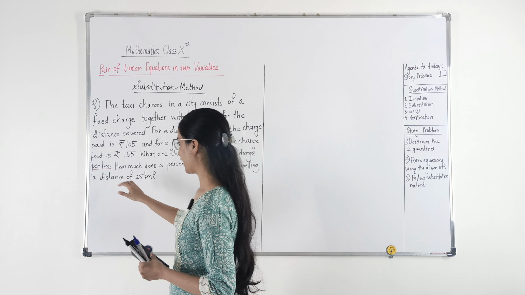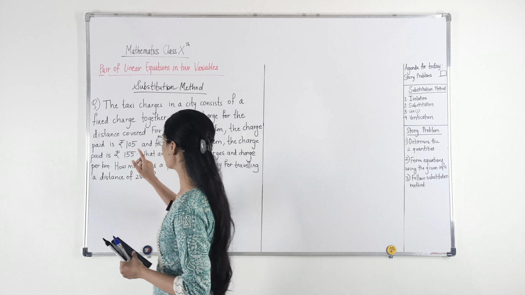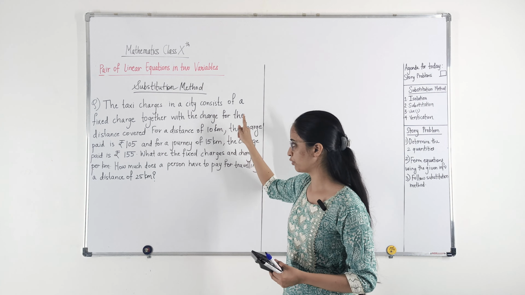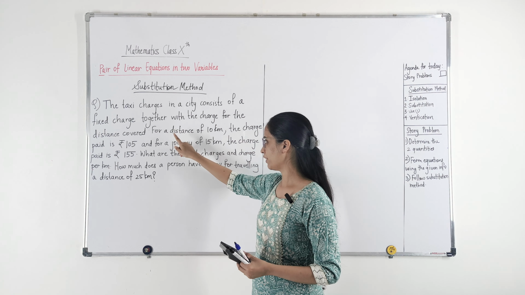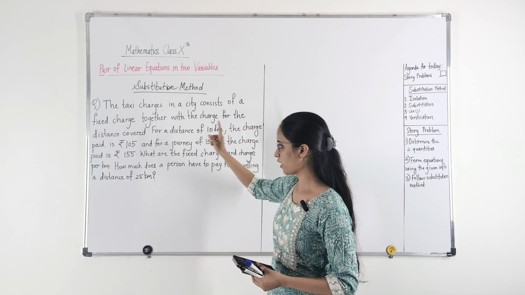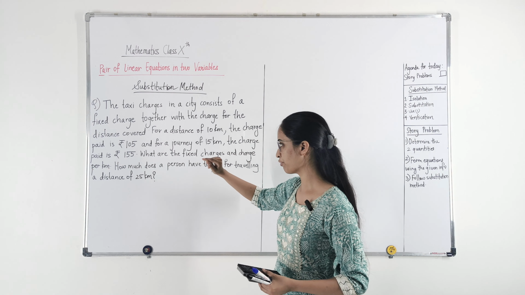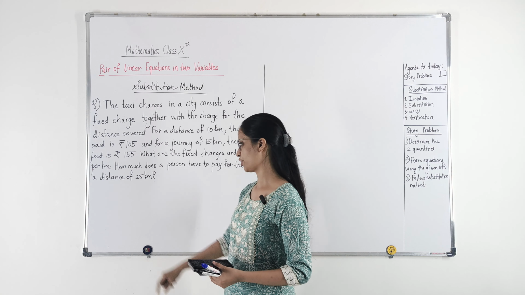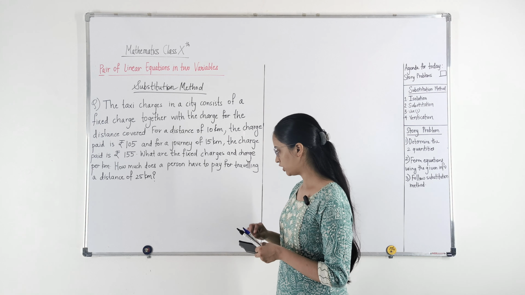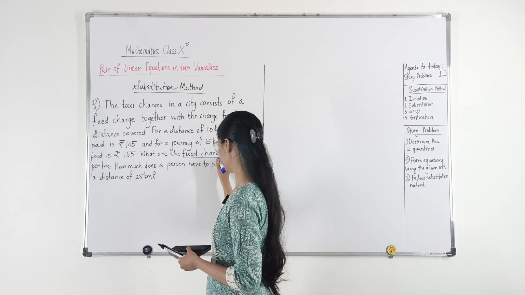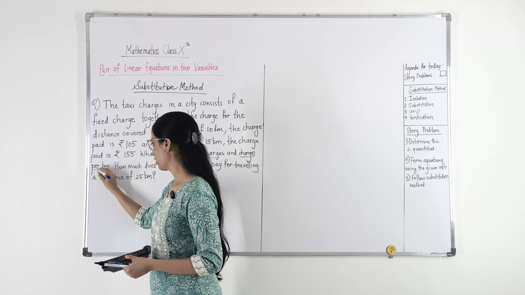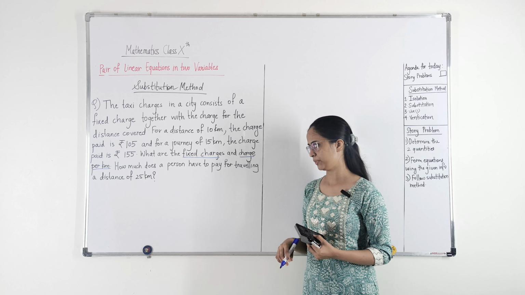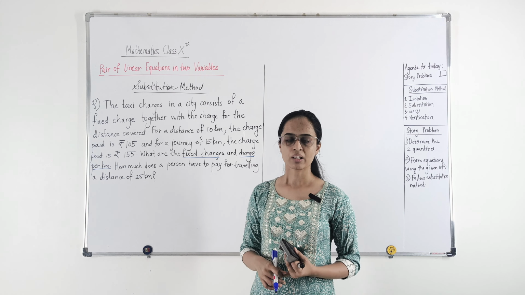The question says that the taxi charges in a city consist of fixed charge and charge for the distance covered. For a distance of 10 kilometers, the charge paid is rupees 105, and for a journey of 15 kilometers, the charge paid is rupees 155. What are the fixed charges and charge per kilometer? How much does a person have to pay for traveling a distance of 25 kilometers? So there are two questions involved here.